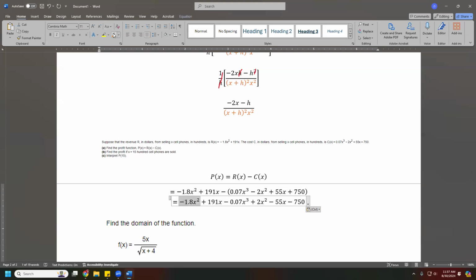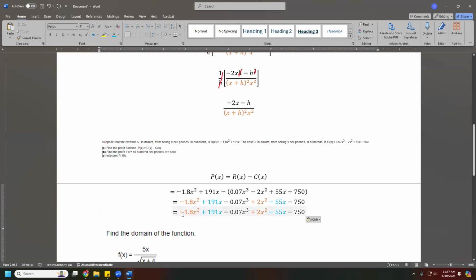Next up, I'm going to combine like terms. So this guy is x squared, this guy is x squared, this guy is regular x, this guy is regular x, and now the last two things are not like terms with anything, so they can kind of just stay put. Negative 1.8 plus 2 is going to be positive 0.2, so now I don't need this. 191 minus 55 is, I'm going to type that into a calculator because I can't be bothered, 136. So this is going to end up being 136. And I don't need this guy.